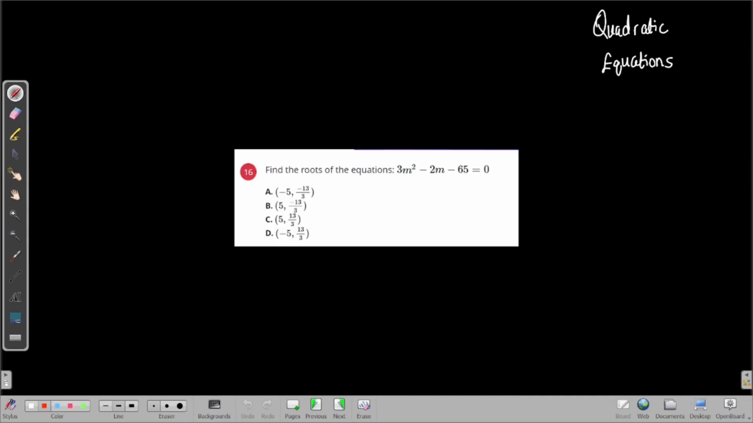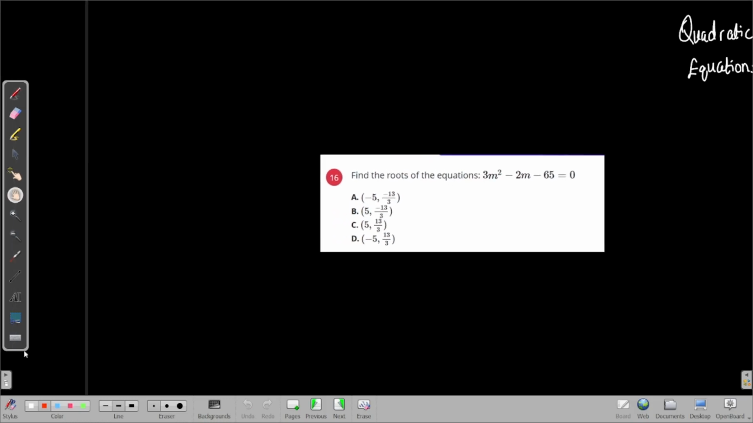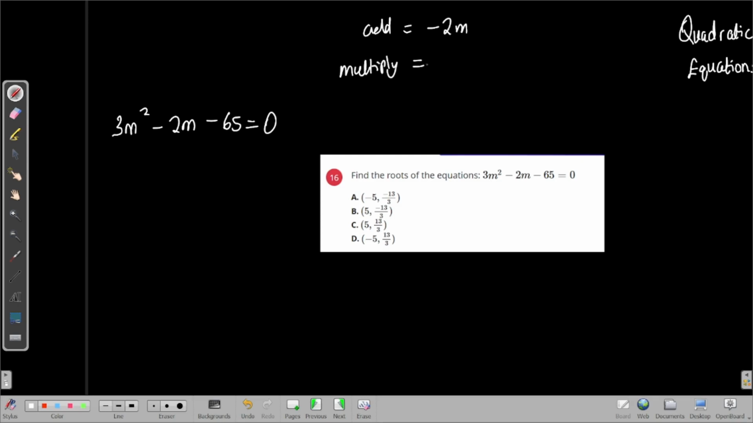Okay, we're to find the roots of, we're to factorize this equation. Basically, 3m squared minus 2m minus 65 is equal to 0. So you need two numbers that when you add, they'll give you minus 2m, and when you multiply, they'll give you minus 195 m squared.